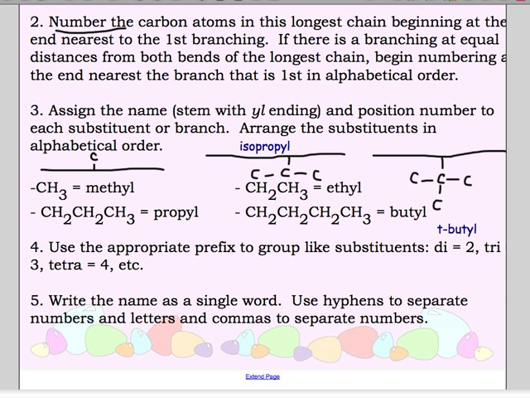If there's more than one of these groups, then we're going to have to use prefixes to let them know it. The thing with organic is the naming is completely redundant. It overemphasizes things so there can be no confusion. So if I have 2 methyls, I actually tell people that there's 2 methyls. I would say dimethyl. If I had 3 methyls, I would say trimethyl. So you actually tell them how many of each thing you have. And then when you're all done, you write it out as a single word, which we'll work on.